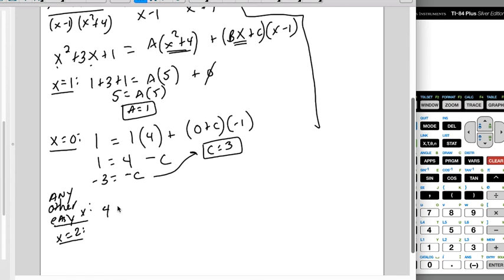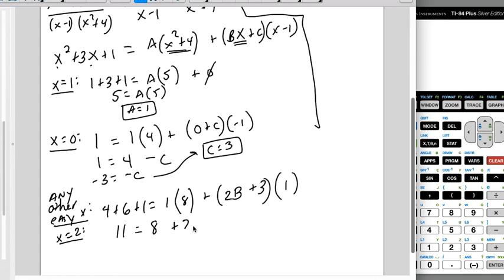So that's going to give me 4 plus 6 plus 1 on this side. On the other side, I'm going to get a, which was 1, times 4 plus 4, which is 8, plus, I don't know what b is, so I'm going to get 2b, not 2x, 2b, because I plugged in 2 for x, plus c, which was 3, times 1. So I clean this up, I get 11 equals 8 plus 2b plus 3.